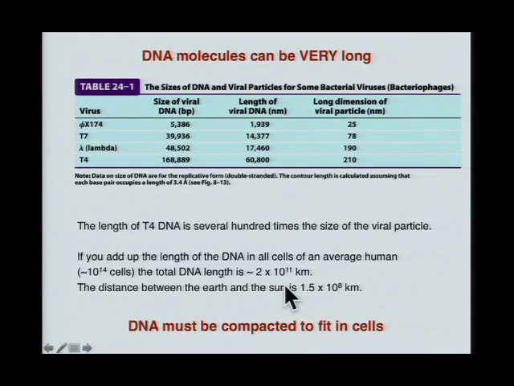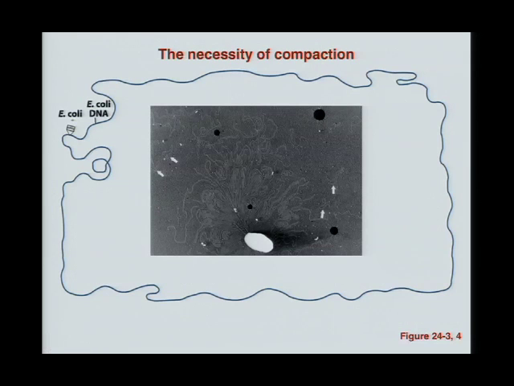So it's 500 round trips, every one of you, just the DNA inside of you. That's how long the DNA is. So we have a mess, and we don't need hundreds of fold compaction. We need thousands of fold or more levels of compaction. So there's all kinds of ways in which the cells deal with this.